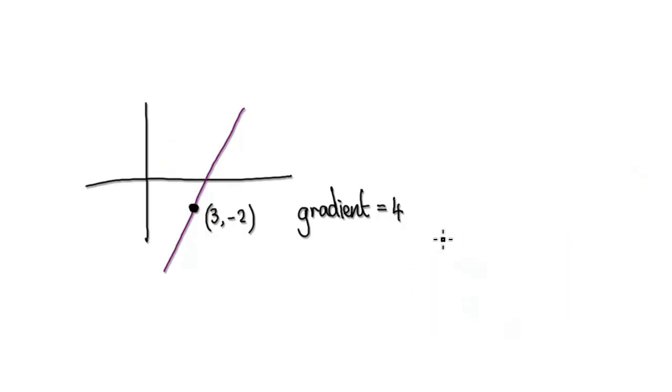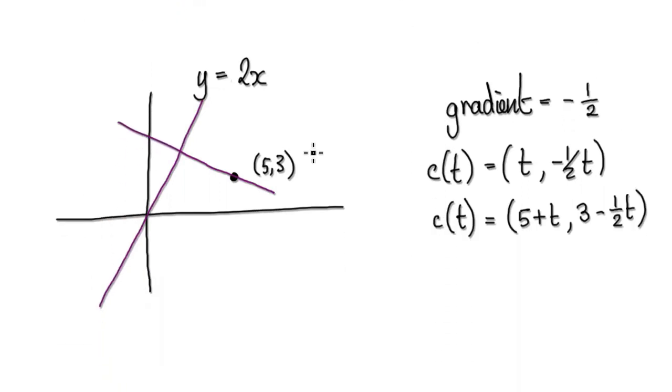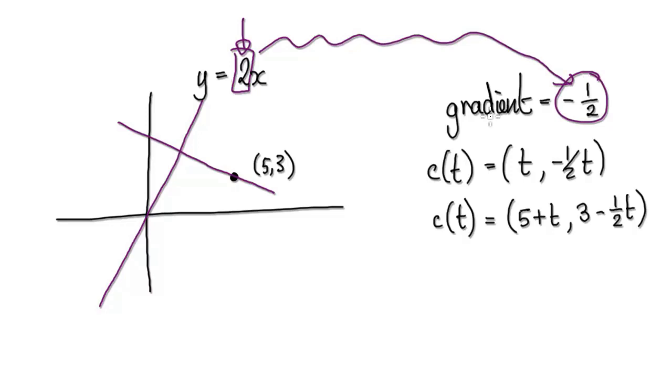Okay, so next example. This time, the line that you're interested in is this line here. It is perpendicular to y equals 2x, meaning 90 degrees, and it passes through (5, 3). The first thing you do is to extract the gradient of this line. The gradient would be minus the reciprocal of this thing here, so the gradient of this line would be minus a half.